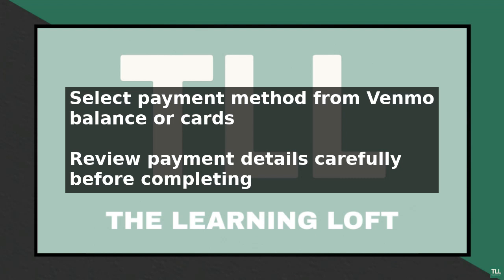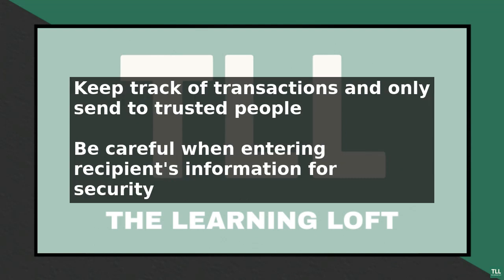If everything is correct, tap the Pay button to complete the transaction. The recipient will receive a notification that they have received a payment from you. The funds will be transferred to the recipient's Venmo account, and they can then transfer the funds to their bank account or use the funds to make a payment to someone else.